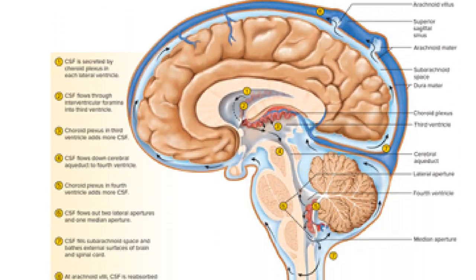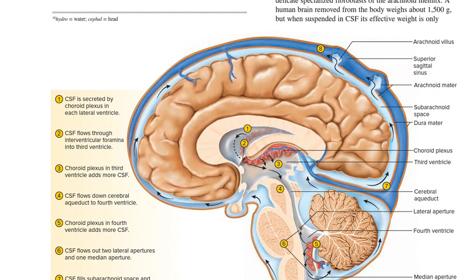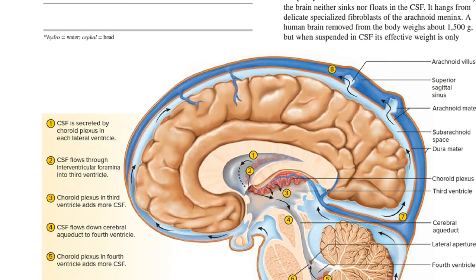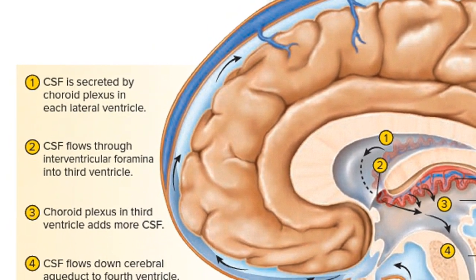One more figure I'm showing you. In this figure, step by step, we are going to learn how the CSF, cerebrospinal fluid, is produced and how it is circulated in our brain and also in the spinal cord. So point number one.